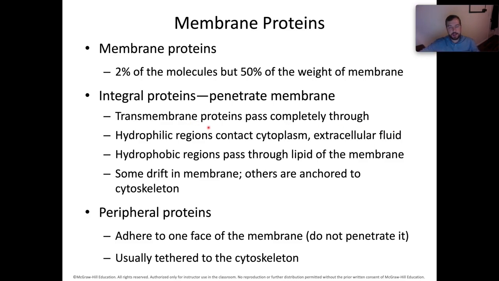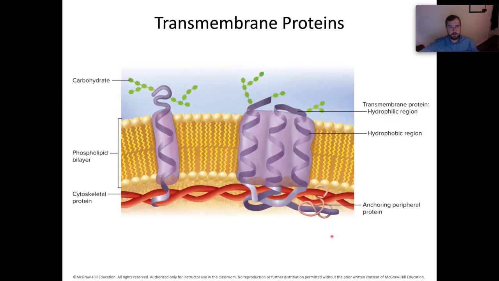Obviously, just like lipids, the hydrophilic regions of the protein will contact water, while the hydrophobic regions will bury themselves into the lipids of the membrane. Some tend to drift and others are anchored. It just depends on the type. You also have peripheral proteins, which are only on one face of the membrane and do not penetrate it. They're usually tethered to the cytoskeleton to keep them from floating away in the membrane.